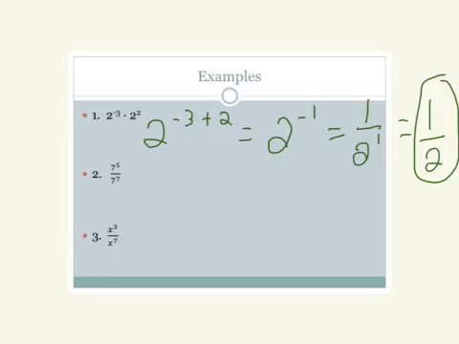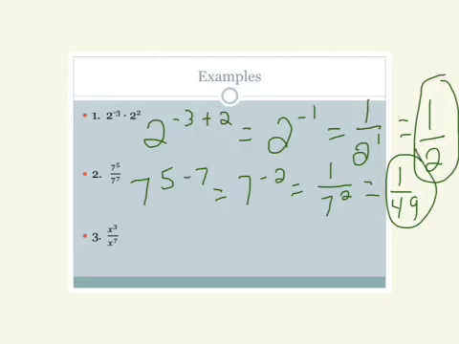Example number 2, we have 7 to the 5th divided by 7 to the 7th. Our quotient of powers property tells us that when we are dividing with like bases, we subtract our exponents. So we'd have 5 minus 7, which is negative 2. So 7 to the negative second power, we can simplify that even further by using our definition of a negative exponent. We move it to the denominator, it becomes 7 to the positive second power, and 7 squared, we all know, is 49. So our final answer is 1/49.